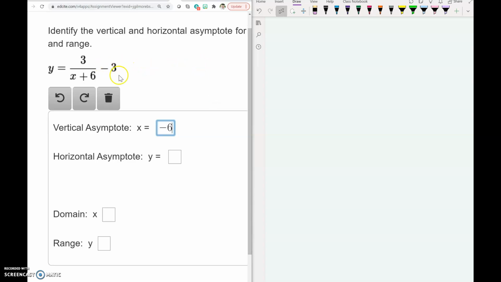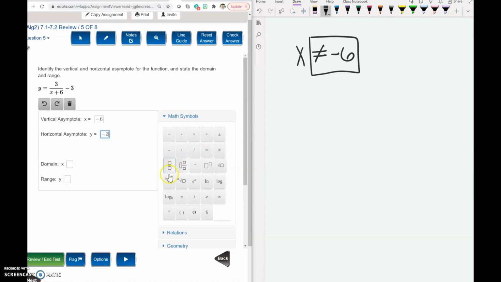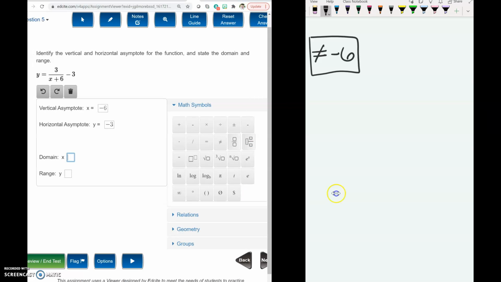The horizontal asymptote is whatever is being added or subtracted after that fraction. So our horizontal asymptote is -3. Y equals -3. You just have to type in the -3. So what is the domain for this function? X can't equal -6. The can't equal -6 is the part that you need to type in. So if you look to the right of here, there's a bunch of buttons, and one of those buttons is a not equal to. So inside the domain, I'm trying to get this bigger on your screen. Let's see if I can make it a little bit bigger on your screen.